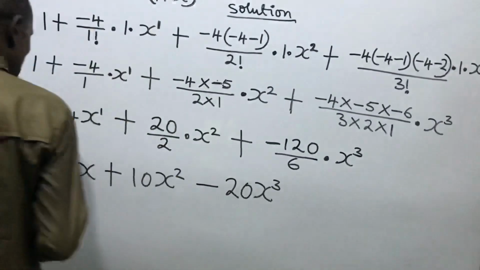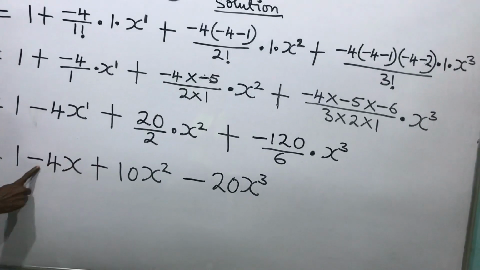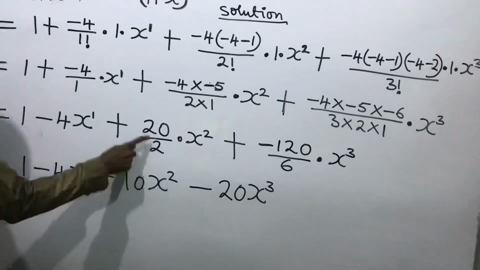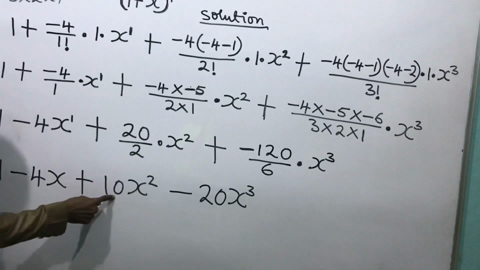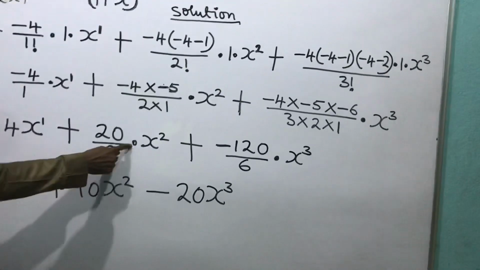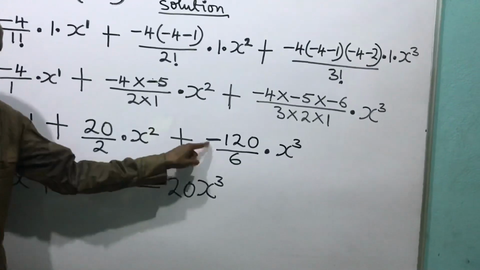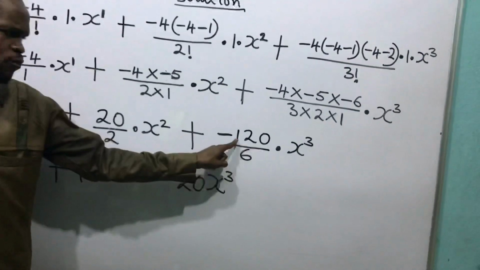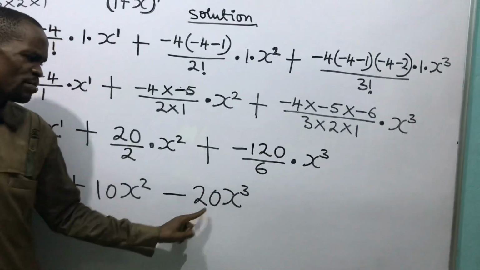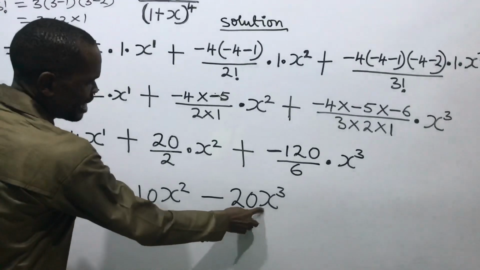Then finally, I now know that 1 down here, minus 4x raised to power 1 is same thing as minus 4x. X is same thing as x raised to power 1. Then plus. Then 20 divided by 2 will give me 10 x raised to power 2. Because this 10 will times x raised to power 2. This dot means multiplication. Then coming over here. Plus minus will give me minus. Therefore, I have 120 divided by 6 will give me 20. 120 divided by 6 will give me 20 times x raised to power 3. That give me minus 20 x raised to power 3.